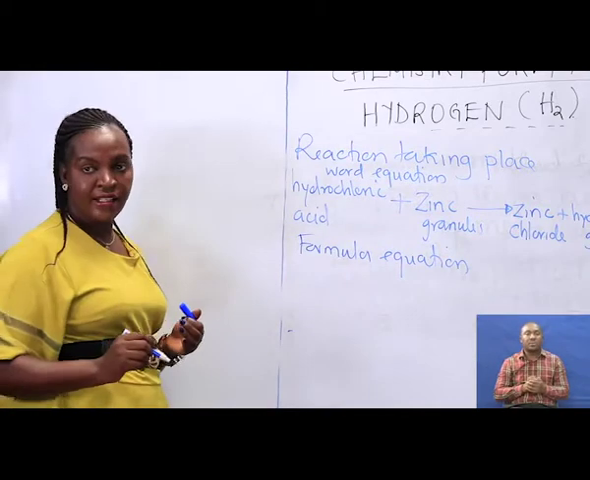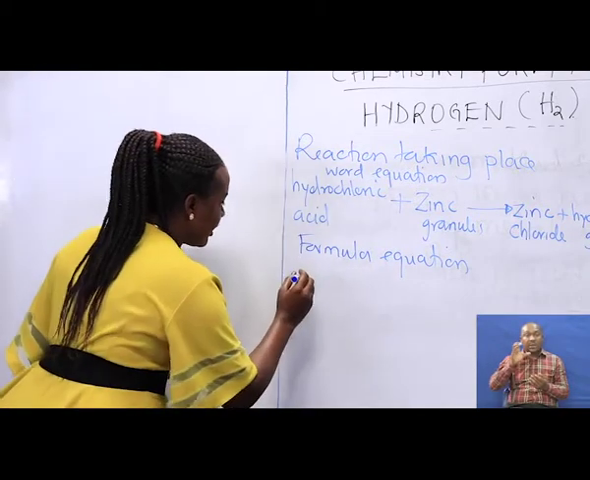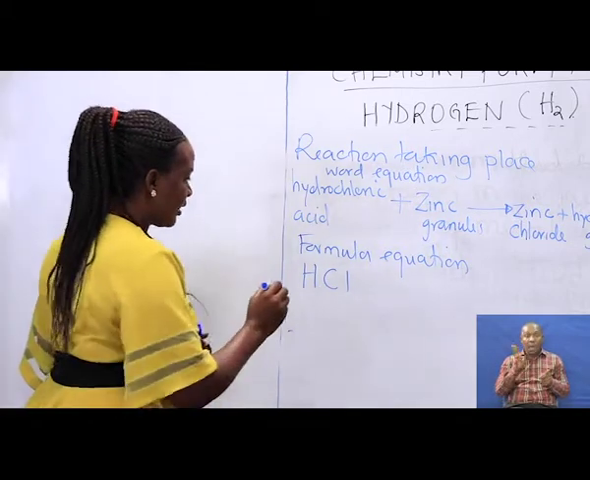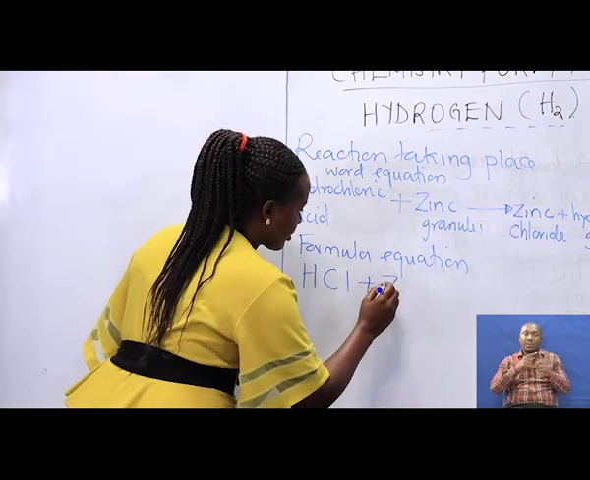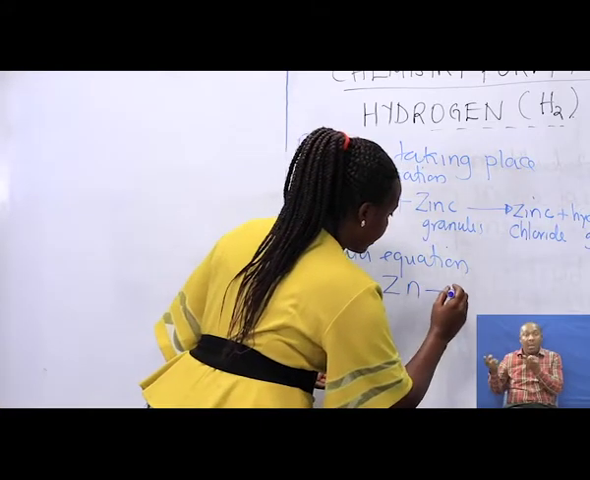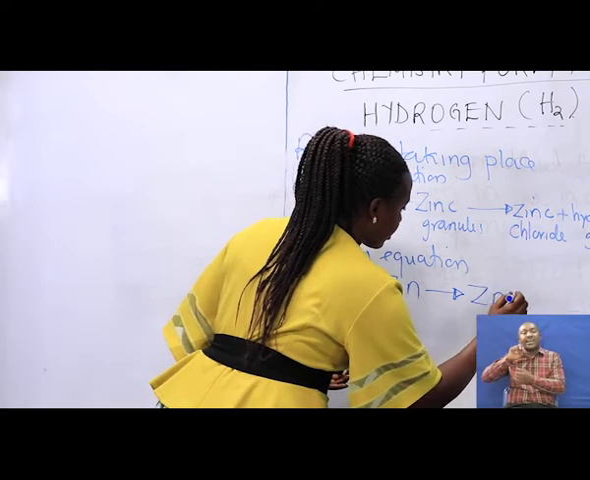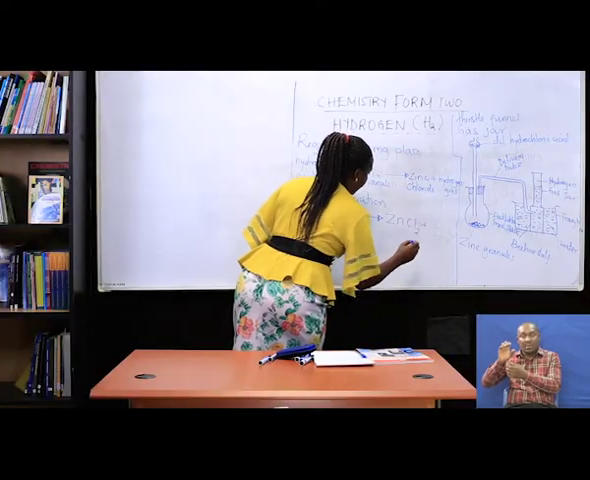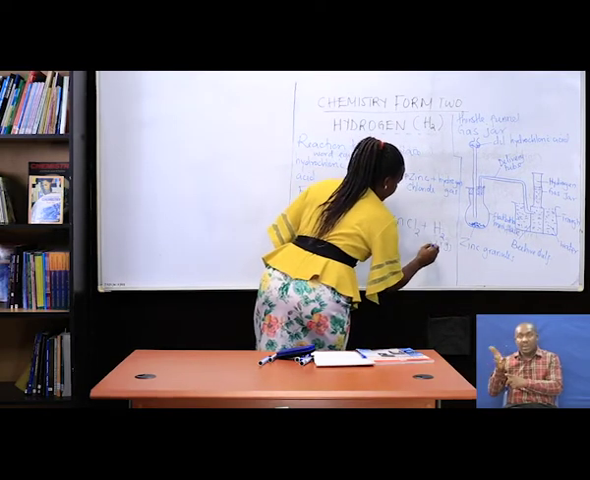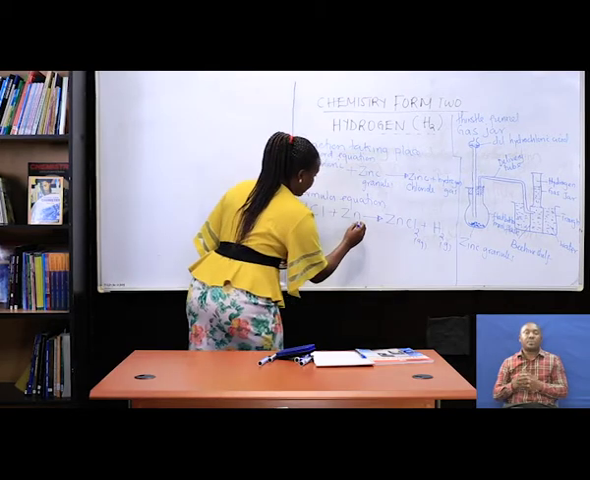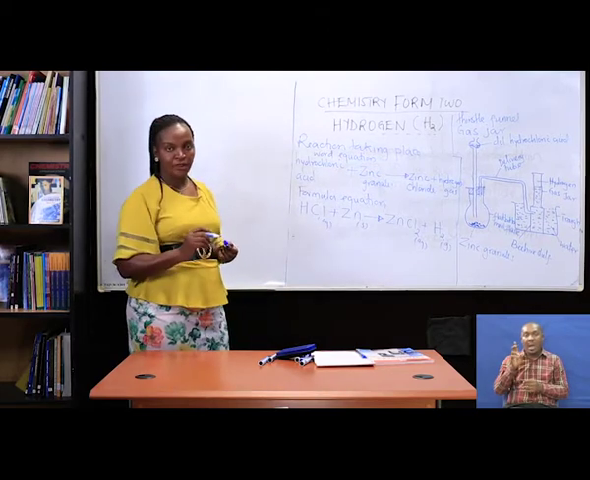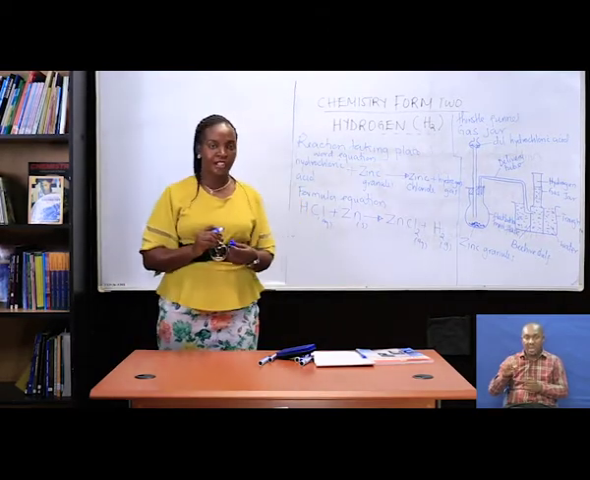What is hydrochloric acid? We know the formula for hydrochloric acid. It is HCl. Then this one will react with zinc granules. Zinc granule is Zn. And what will be the product? The product will be zinc chloride plus, what is the other product? It is hydrogen gas. So this is the formula for preparation of hydrogen gas in the laboratory.